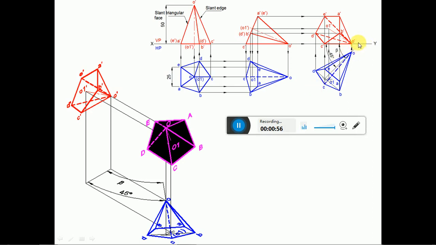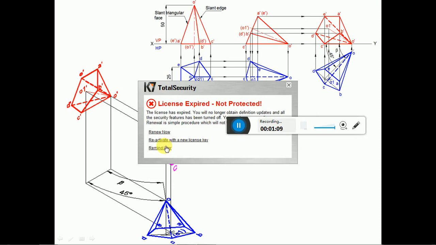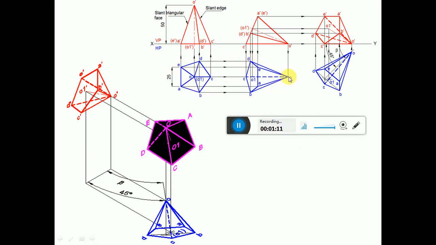In order to do that, first we consider any point on the XY line, and by using the protractor you measure an angle of 45 degrees and then draw an inclined line with respect to XY or with respect to PP. Now since the axis is parallel to VP, we are getting the true length here, that is O dash O1 dash. So you measure the length of O dash O1 dash, which is nothing but the height of the pyramid. So we consider the height of the pyramid, which is 50 mm.